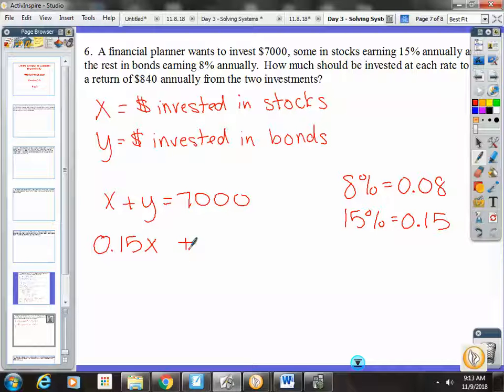Plus, if I take 8% of the amount of money I'm going to put in bonds, that's going to tell me how much I'm going to get back. Okay, you guys see what I'm doing? 8% that was the bonds, that was Y, and 15% those were the stocks. Good with what I've got here? This is going to tell me how much I'm going to get back from all the stocks. And this is going to tell me how much I'm going to get back from the bonds. What do I want to get back annually? 840.